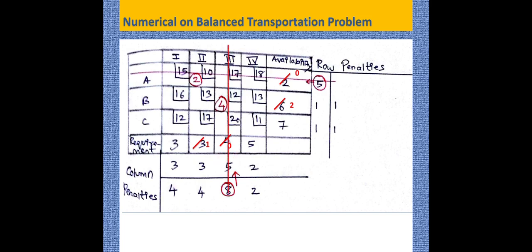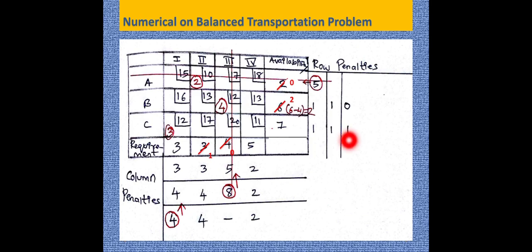Again we go for calculating row penalties and column penalties for the remaining rows and columns. So here the two least costs are 13 and 13, so 13 minus 13 is equal to 0. Here 12 minus 11 will be the same, 1 only. So 16 minus 12, it is 4. 17 minus 13, it is equal to 4. 13 minus 11 is equal to 2 here. So here again there is a tie, 4 and 4 we are getting.